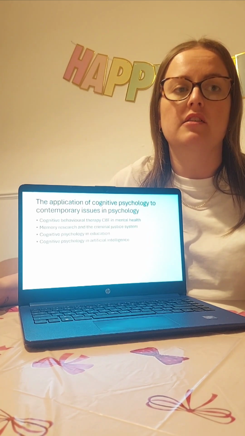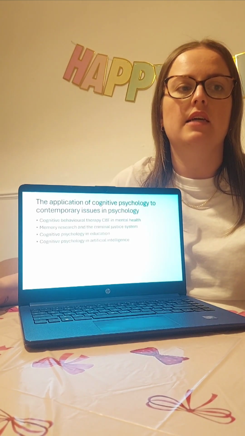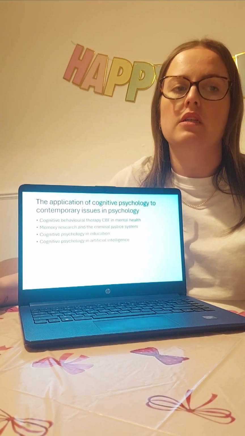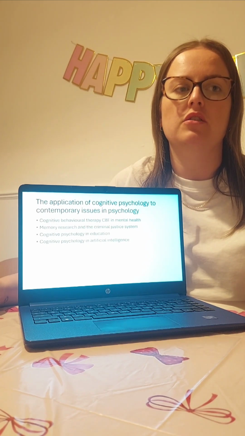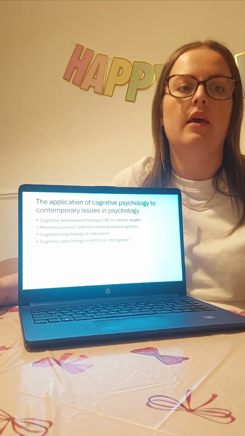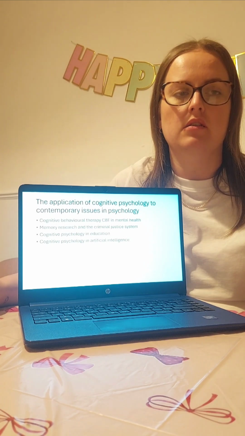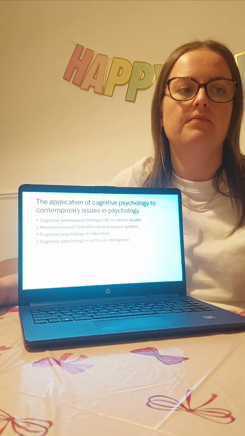In the criminal justice system, cognitive psychology has helped understand the fallibility of eyewitness testimony, highlighting how memory can be influenced by leading questions, stress, or the passage of time. This has led to reforms in how police conduct interviews and gather evidence.